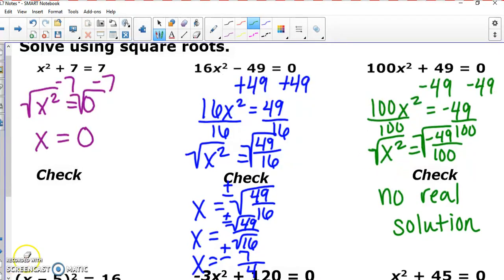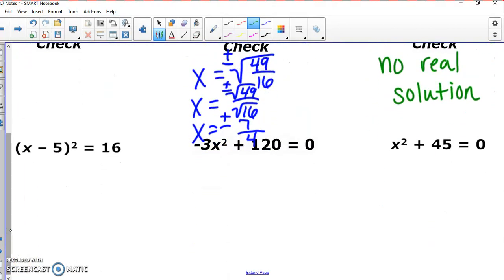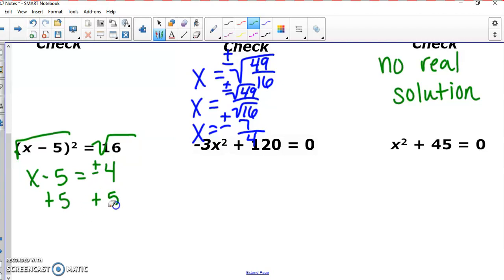Okay, so what I want you to do next then is I want you to try these next 3 on your own, and then you can check with the notes answer key. Remember that this one, I'll give you kind of a clue to start this one. You want to start by taking the square root of both sides. So you're going to be left with just x minus 5, and then the square root of 16 would be plus or minus 4. Okay, and then go ahead and add 5 to both sides.